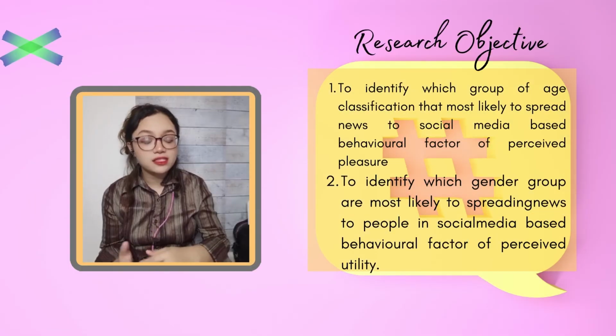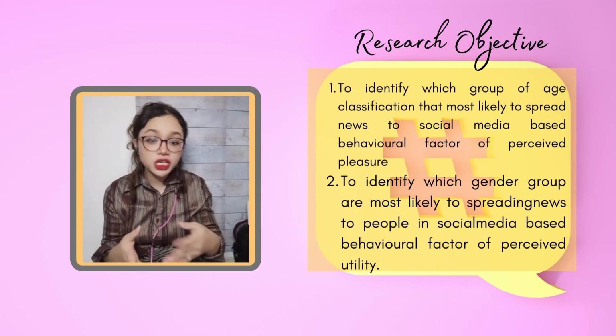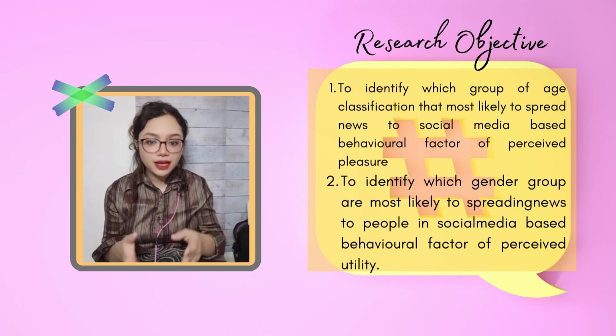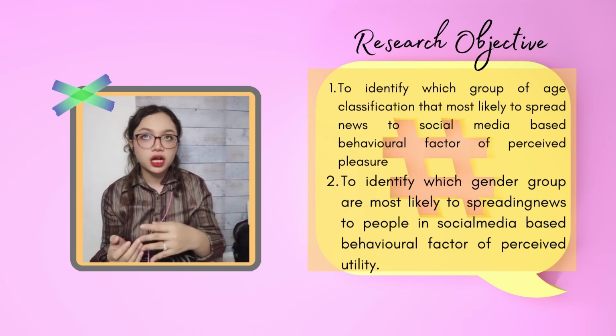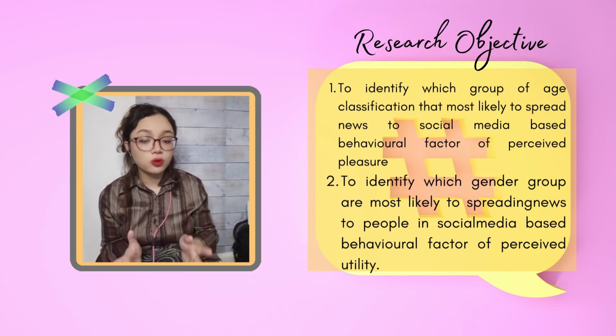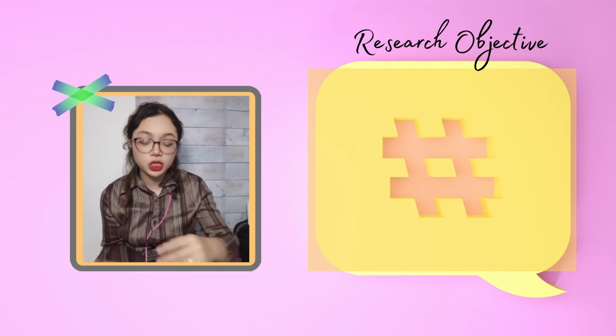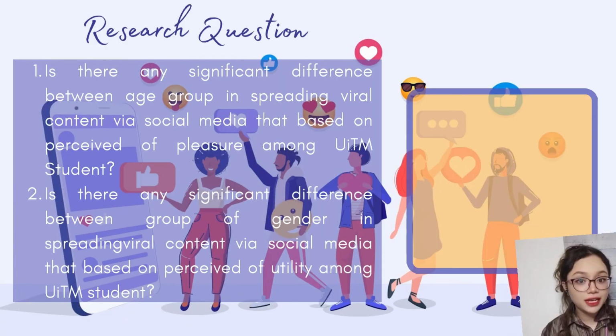So next is the research objective. These are the objectives: identifying which age groups and genders are most likely to distribute news using social media in university. Moreover, to achieve this aim is to explore and identify the group of people in the university using a research approach. So next are the four research questions.